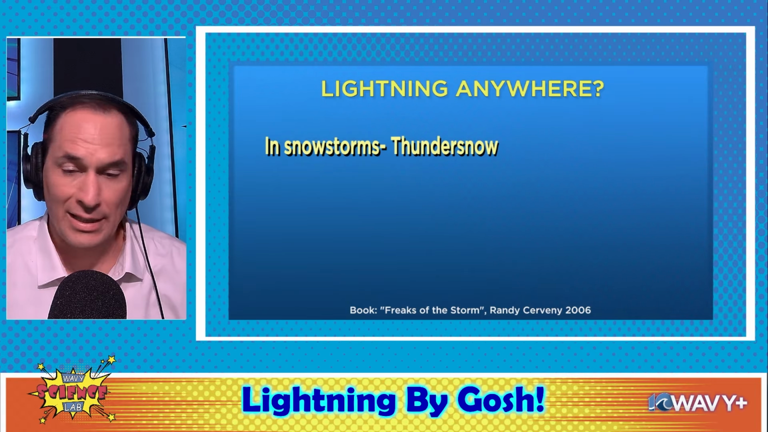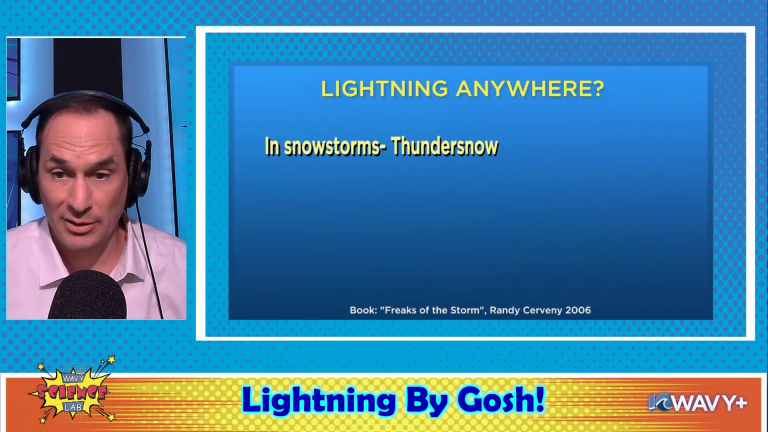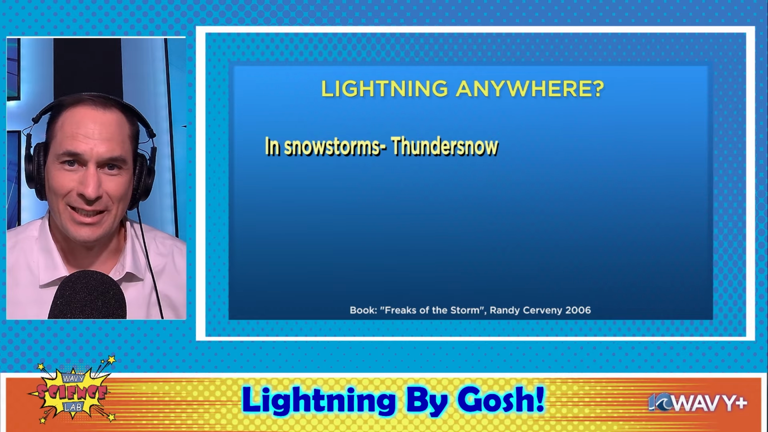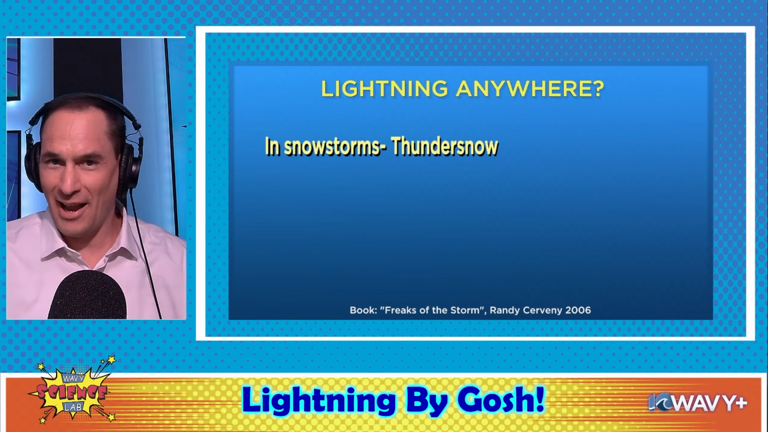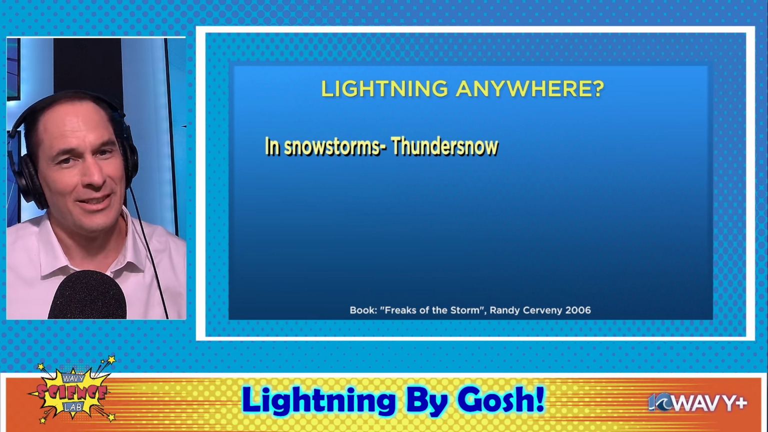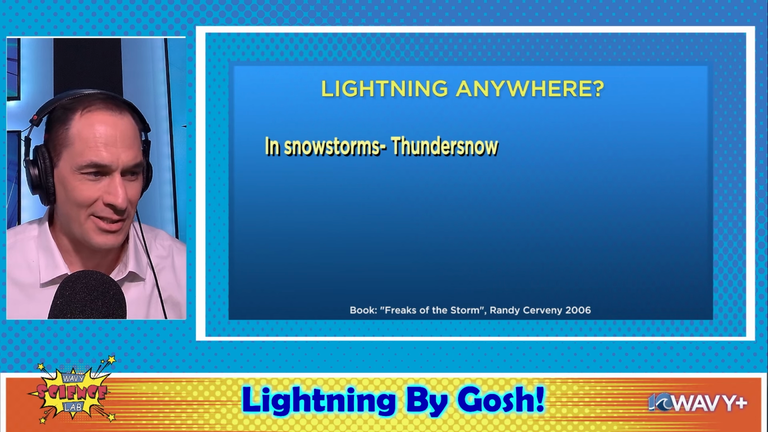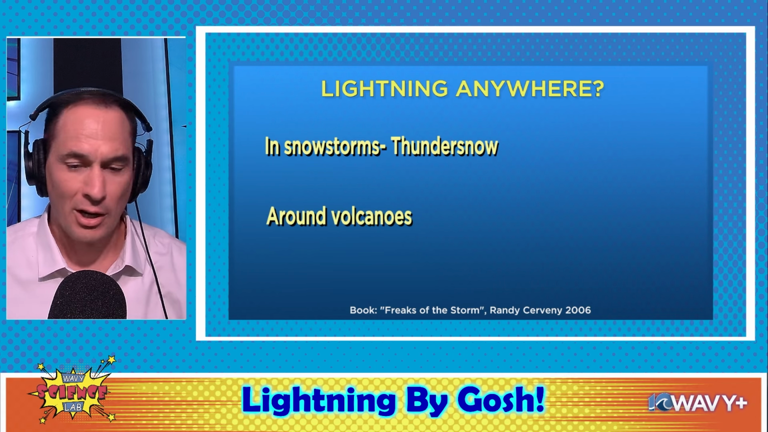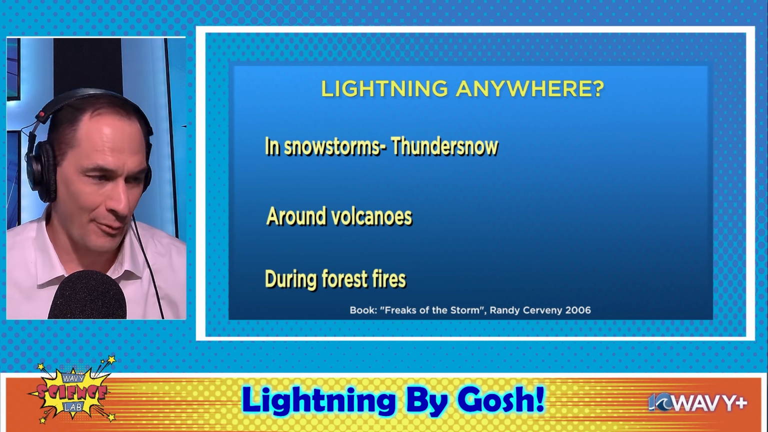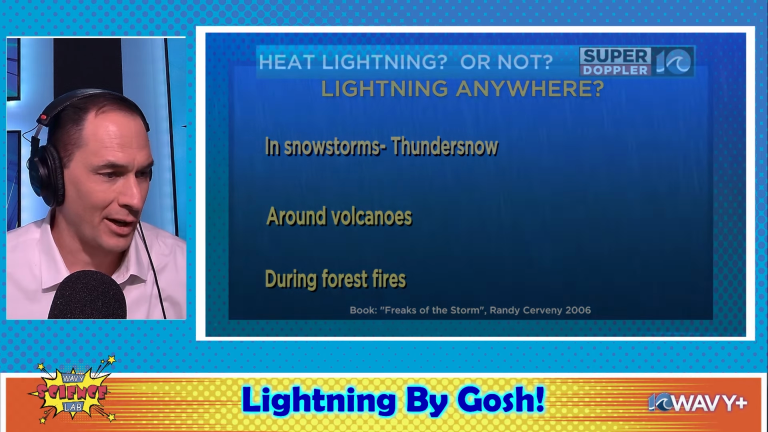All right, so lightning anywhere? Yeah, I mean, believe it or not, you can get it in thunder snow. You can get it in a snowstorm. Jim Cantore has been notorious for that, having seen a couple live and just reacted. I met him, really nice fellow. Thunder snow, that's rare. Around volcanoes, that can happen, believe it or not. And around forest fires, too. Lightning can happen around forest fires.